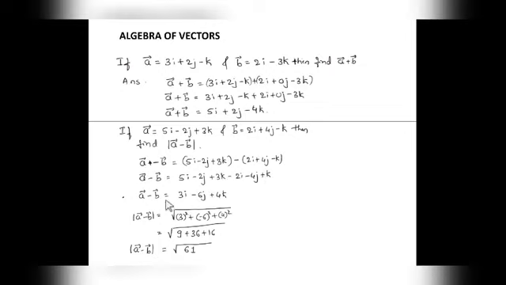We got vector A minus vector B, but they asked us to find out the magnitude as well. So the magnitude of vector A minus vector B will be equal to the square root of 3 square plus minus 6 square plus 4 square. That will give us 3 square is 9, minus 6 square is plus 36, 4 square is 16. If I add all these three quantities, I'll get 61. Square root of 61 is the magnitude of vector A minus vector B.